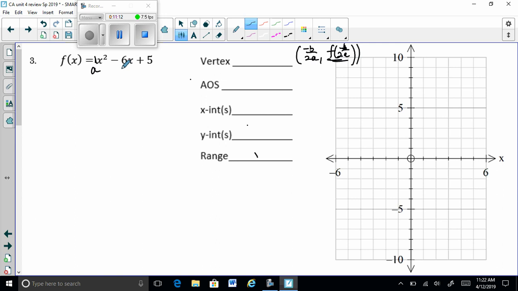So let's see. This is your A, your B, and your C. So to figure out the x value of my vertex, all I have to do is take negative 6 and divide it by 2 times my A value, which is 1. So that gives me positive 6 over 2, which is a 3. So that is my x value for my vertex. So it's a nice little trick.